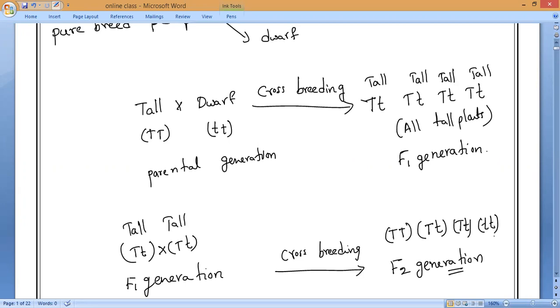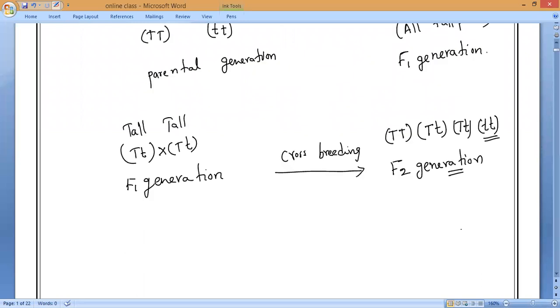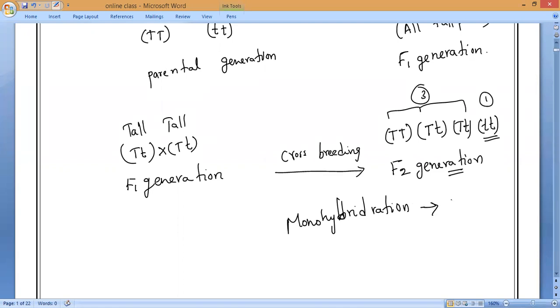The character which disappeared in the F1 generation reappears in the F2 generation. That is what we call the monohybrid ratio. Three tall plants come and one dwarf plant reappears in the F2 generation. Monohybrid ratio in a single characteristic is monohybrid inheritance. The monohybrid ratio is 3:1, meaning three tall plants and one dwarf plant.